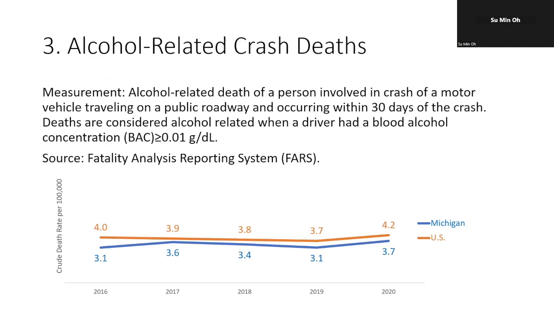Number 3, alcohol indicators. It is talking about alcohol-related crash death. An alcohol-related death is the death of a person involved in a crash of a motor vehicle traveling on a public roadway, and the death has to occur within 30 days of the crash. Deaths are considered alcohol related when a driver had a blood alcohol concentration of more than 0.01 grams per deciliter. So 0.01 is not legally impaired, but CSTE decided to use this BAC. The data source is the Fatality Analysis Reporting System. It's a national data system.